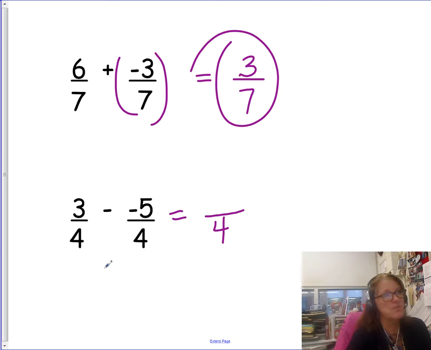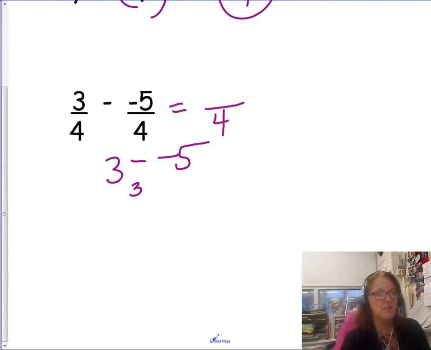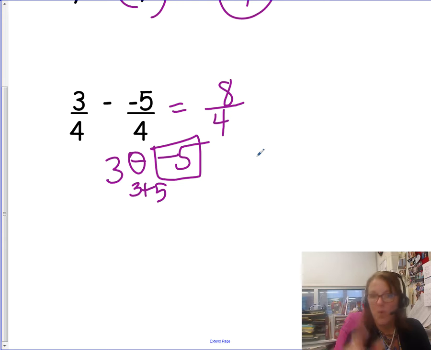But what I'm doing is I'm taking 3 and subtracting -5 in the numerator. Subtracting a negative is like, let me boost this up a little bit, adding the opposite. That's +5. Minus a negative means plus. You get 8/4. Whoa. Slow down.